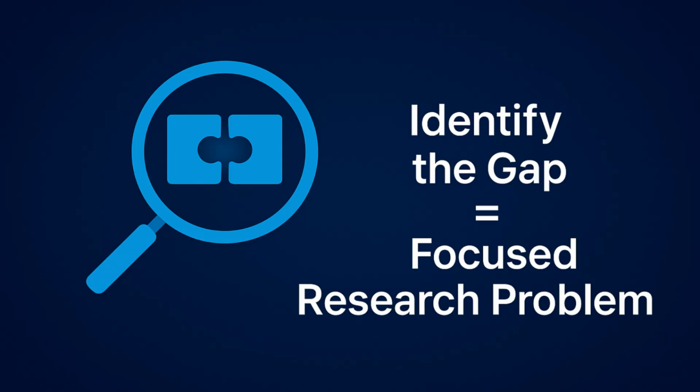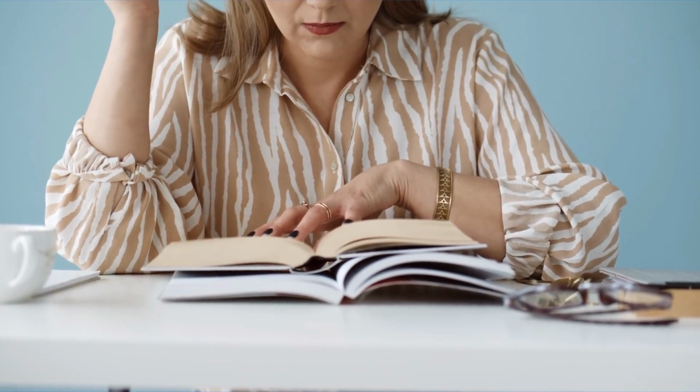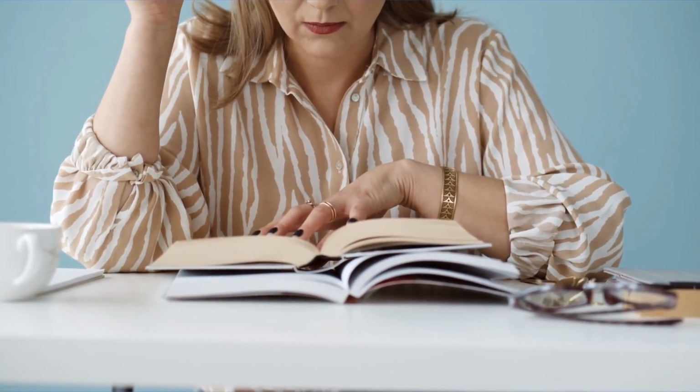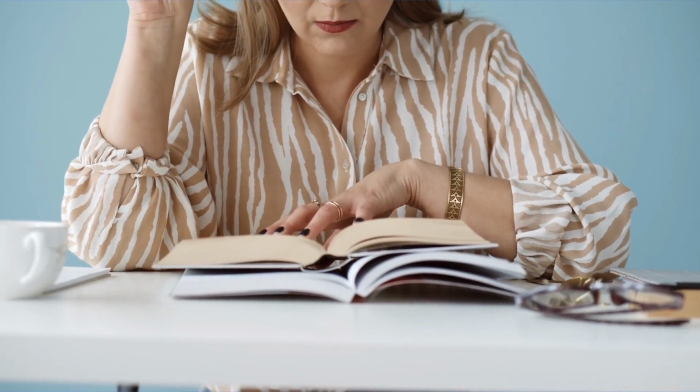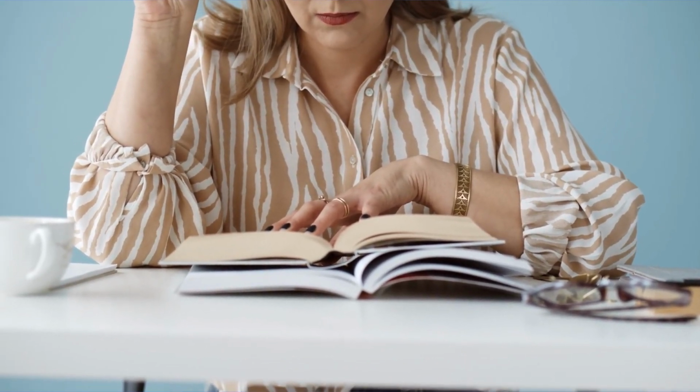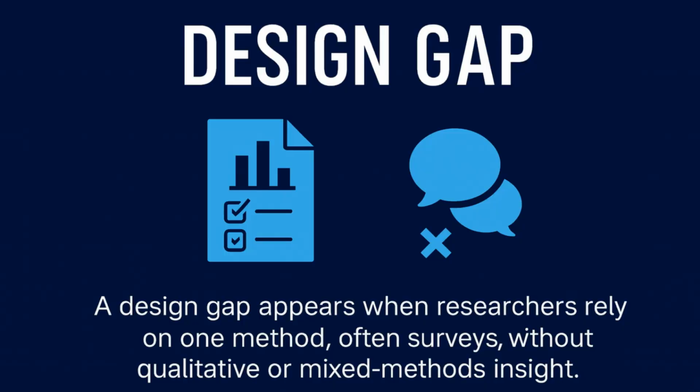You don't need to name the type of gap in your final paragraph, but recognizing what kind of absence or misalignment you're seeing can help you build a more precise, focused research problem. Pay special attention to limitations and recommendations sections, where authors often describe what their studies couldn't do, or what future research is still needed. As you do this, you may begin to notice a few patterns. For example, maybe most of the studies you find use surveys or statistical models, but none explore the lived experiences behind those numbers. That's a design gap.